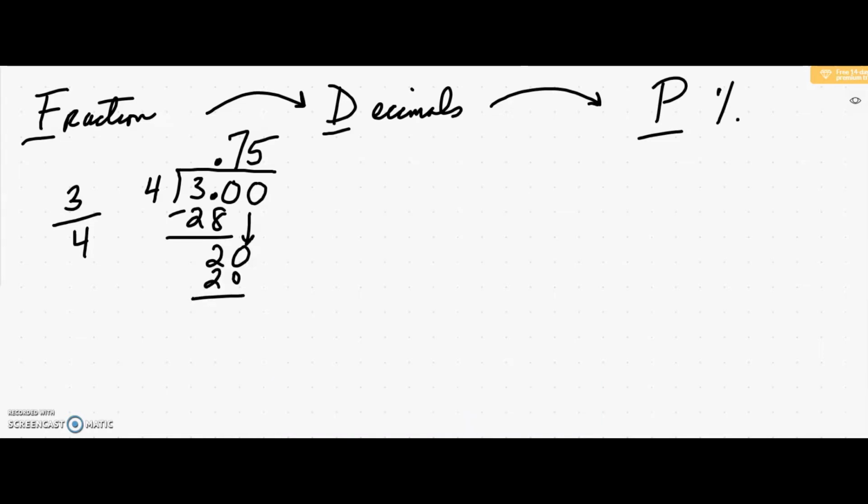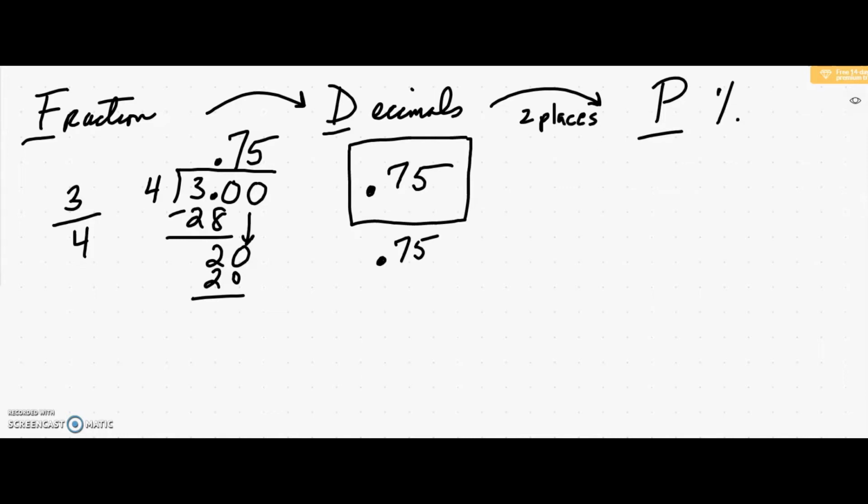And there is my decimal. You just created your decimal. So 3/4 is going to become 0.75. Okay, now we're going to take the 0.75, which is the decimal, and make it a percent. So for the decimal, the rule is you move it 2 places to the right. So I'm going to take this decimal, move 2 places, and then it's going to become 75%.